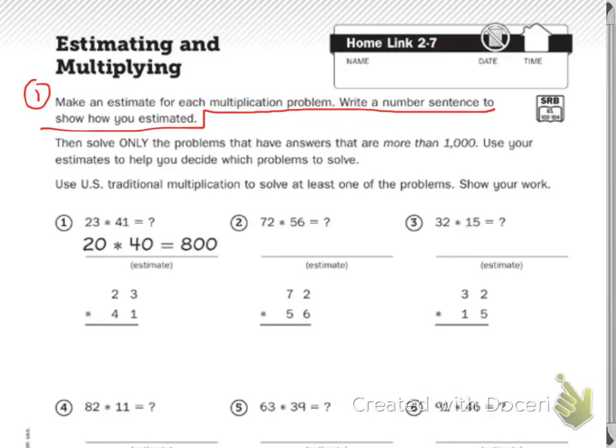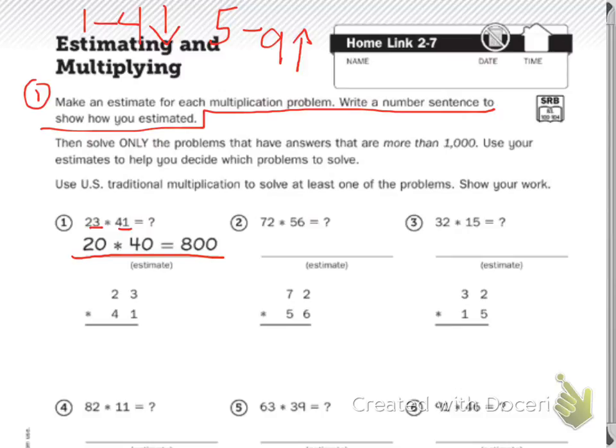So number 1 is done for you. They looked at the 10s spot and they rounded down because they had a 3 next to the 2 and a 1 next to the 4. And when we estimate, any numbers 0 through 4, we round down. So in our case the 10 stays and then you write a 0. But 5 through 9, you round up, and your numbers will change.